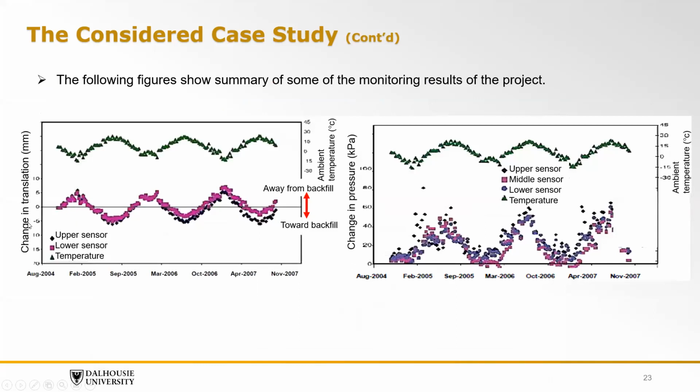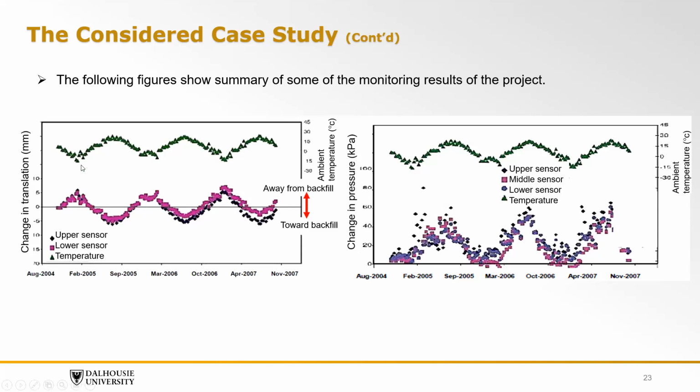So here, this is the change in the translation and the movement of the abutment versus the time. Okay, so this direction here below means that the abutment moved toward the backfill. So toward the backfill, this means that we are in the summertime. Up here means that the movement was away from the backfill, or it's in active mode, meaning that we are in the wintertime.